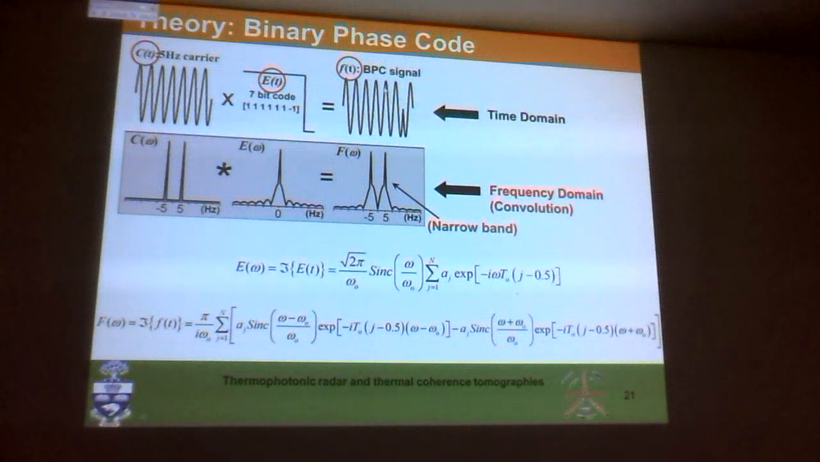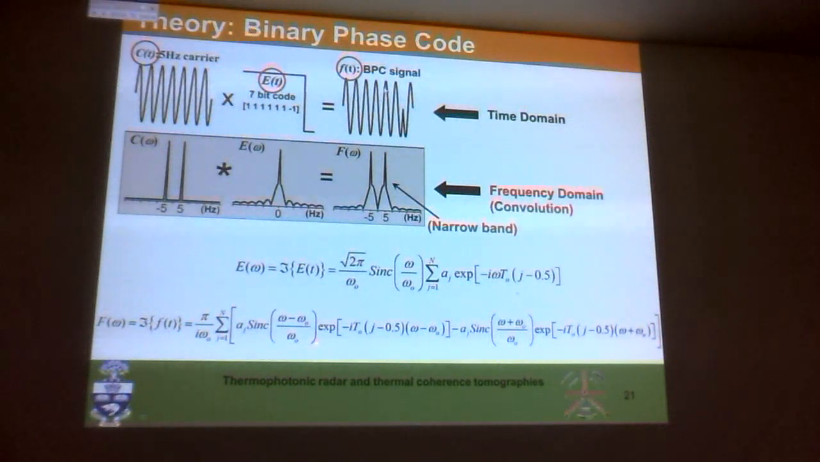But the important thing is, because you have put in the binary phase code, the peaks are really sharp. You see the bottom is broad, but the peak is really sharp. So that allows more localization of the signal, more so than the single sine wave when you do a cross correlation of that. And these are some of the expressions for the Fourier transform of the bit code, and the Fourier transform of the entire thing.